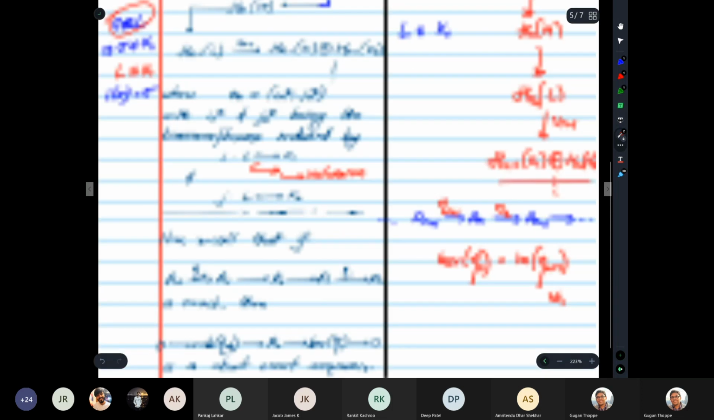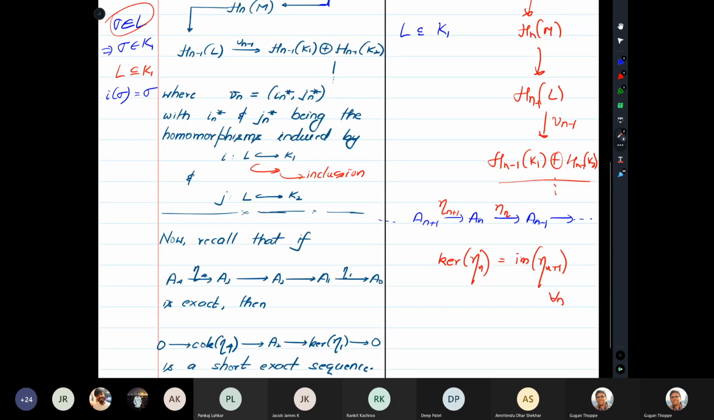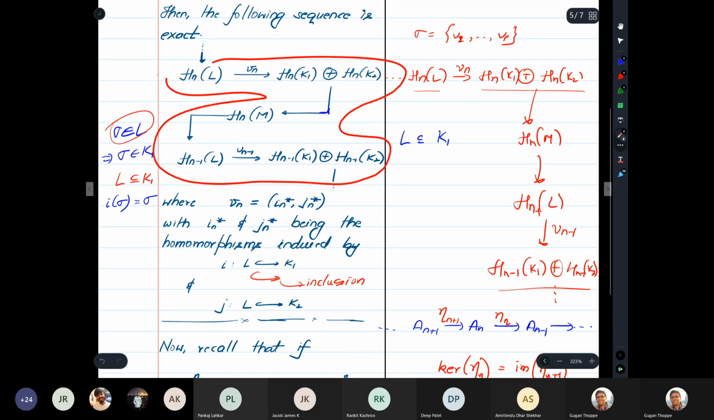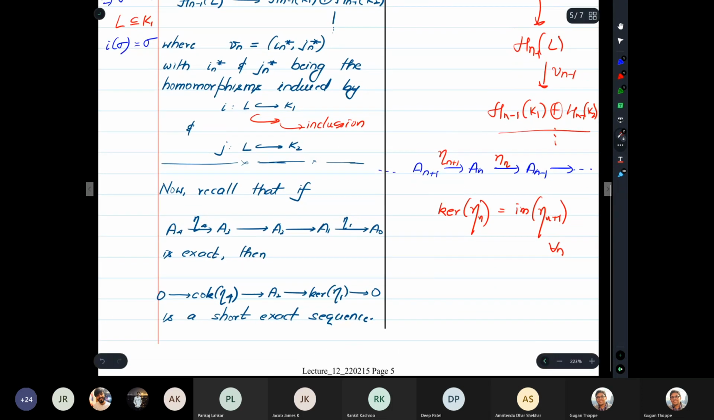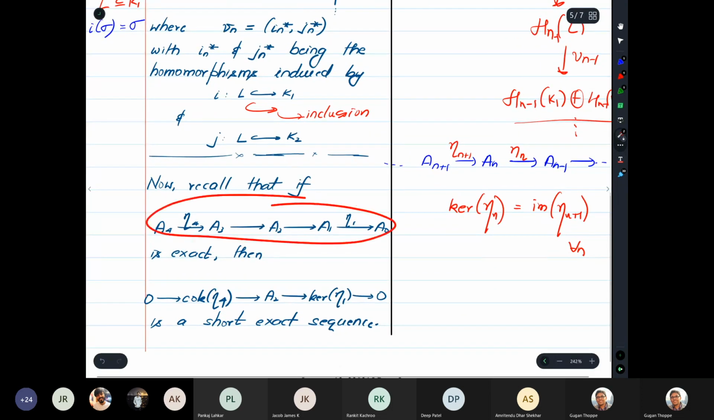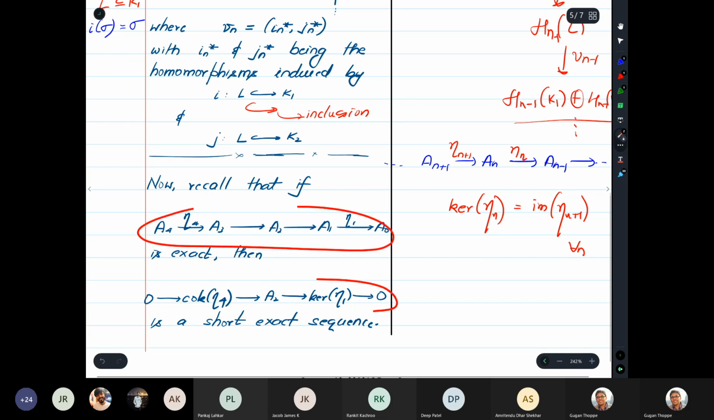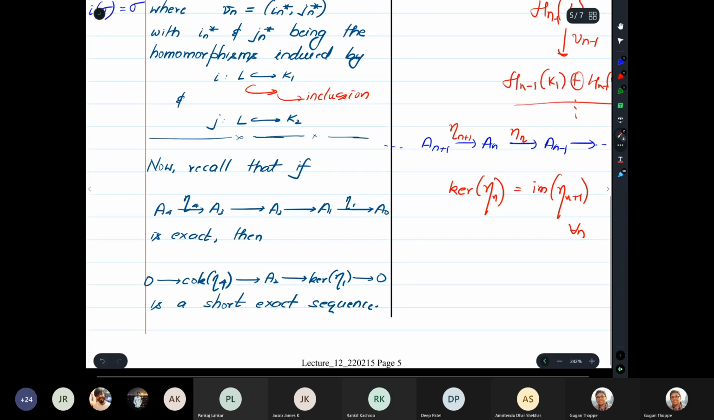Now let's appreciate the consequence of this sequence being exact. This sequence continues forever, both in this direction as well as this direction. But we will not look at this entire thing, and only focus on a part of it, a part which is made up of 5 vector spaces. If this sequence is exact, then, as we saw in a previous class, there is a short exact sequence. So let's try to recall what it was.